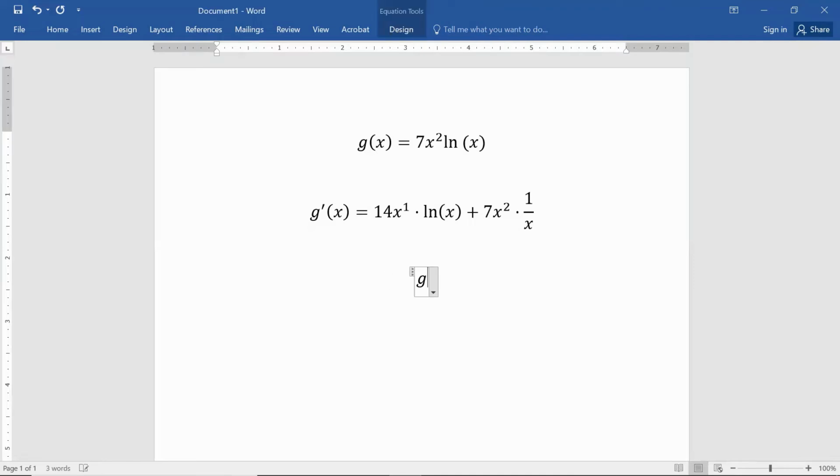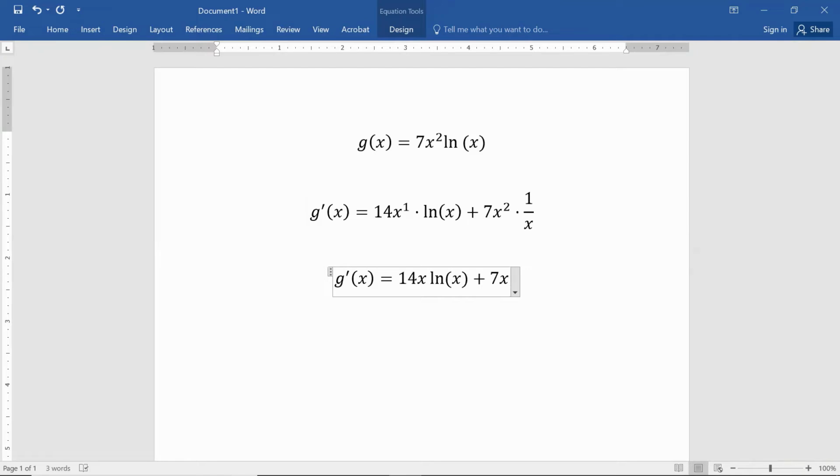You can make that a little bit nicer. The way you would do that is you just write 14x natural log of x plus, notice this 7x squared, when I divide by x, one of the factors will cancel out. So you're just going to get 7x to the first. This leaves us with a derivative of g equal to 14x times natural log of x plus 7x.